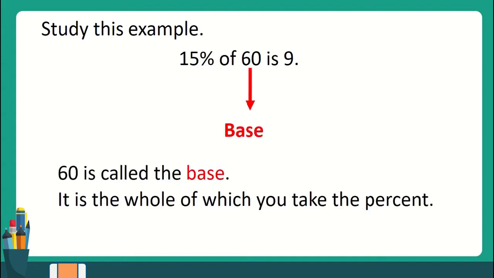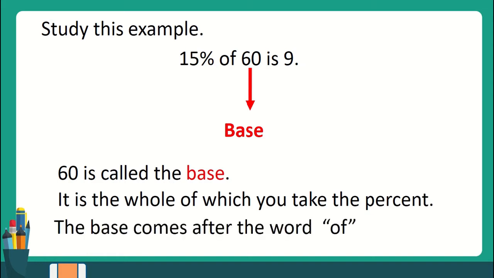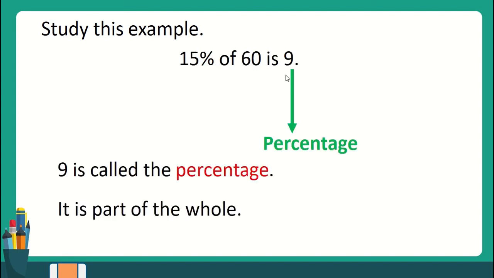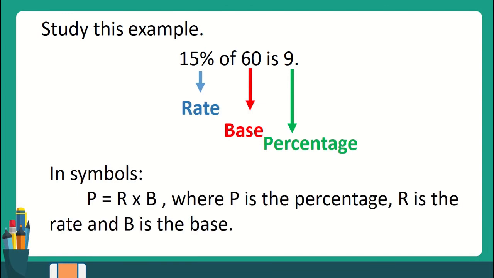60 is the base. It is the whole of which you take the percent. The base comes after the word of. So most oftentimes, the base comes after the word of. So here's the word of. So we have the base. 9 is called the percentage. It is part of the whole. In symbols, P equals R times B, where P is the percentage, R is the rate, and B is the base.